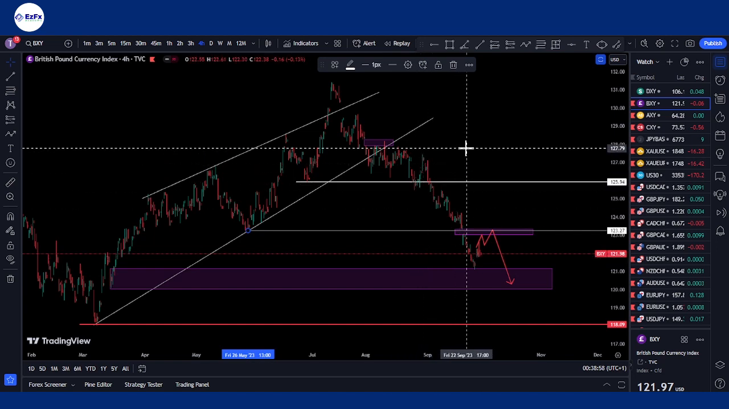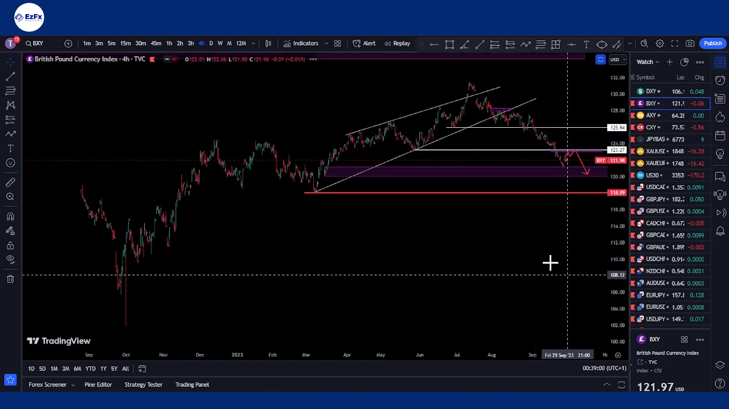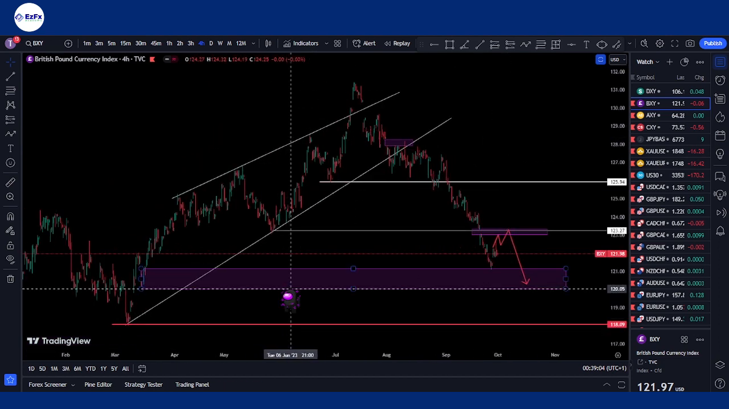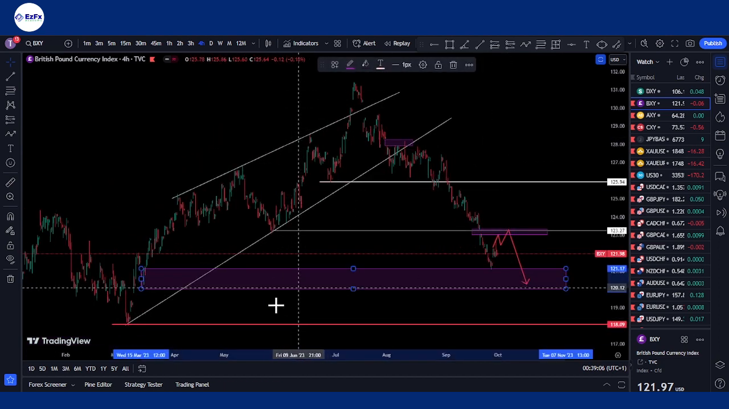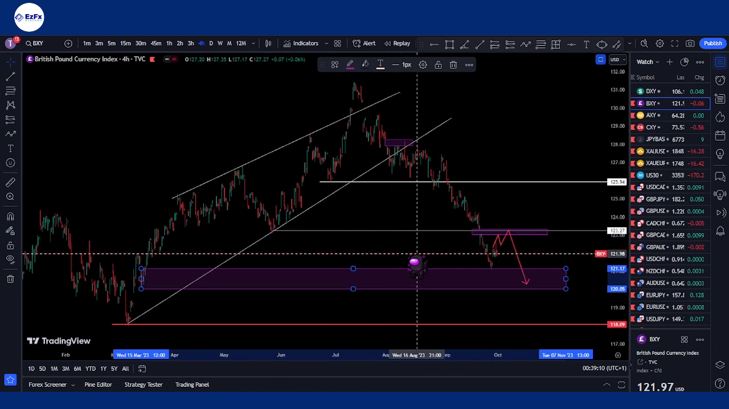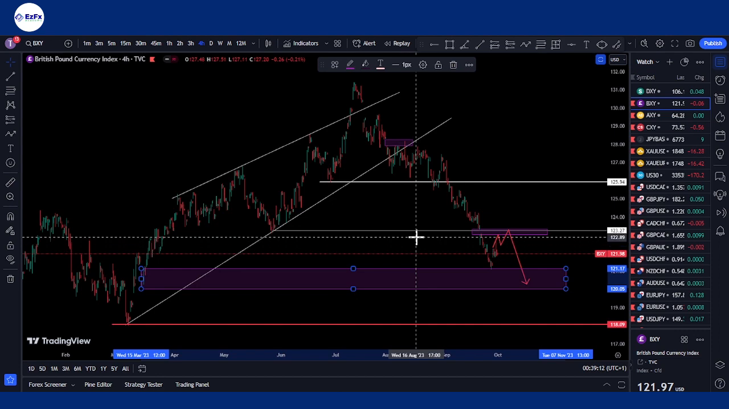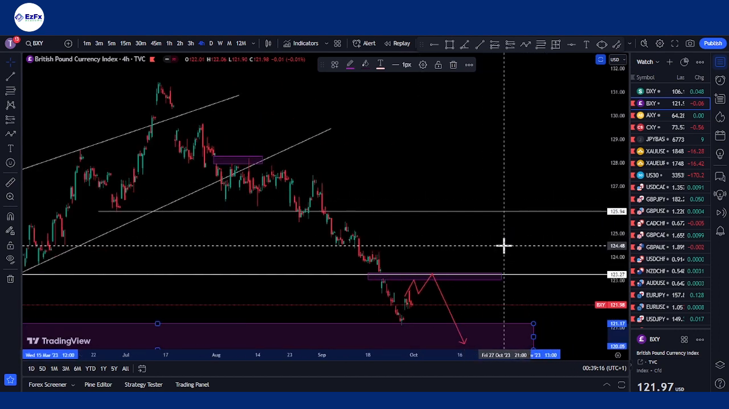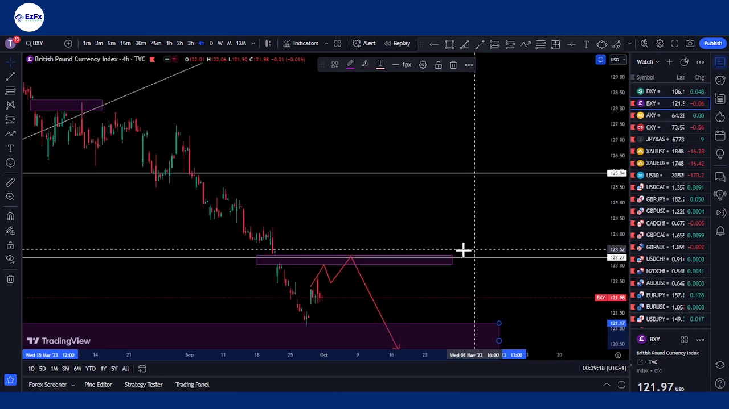For the meantime, on BXY, I want us to look at a few things together. This zone that you can see marked out here was marked out using our fib levels, and we can see that currently we should still be expecting price to keep going further down towards the downside. So overall, I'm still expecting BXY to be bearish.